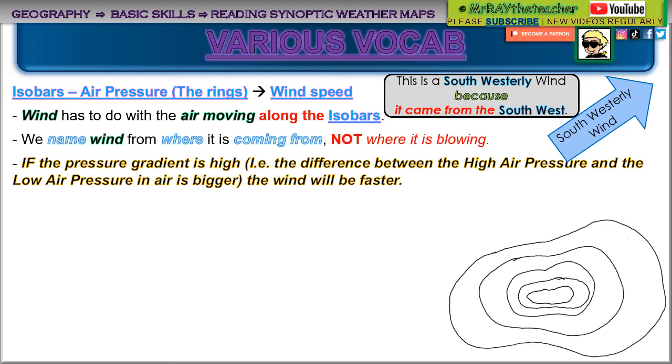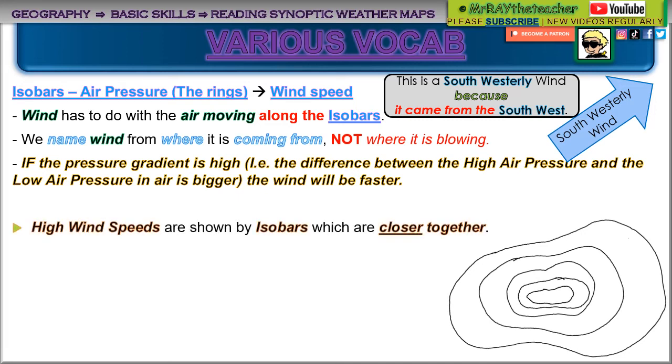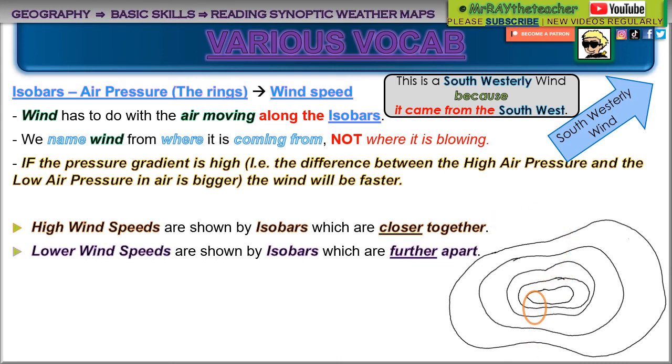If the pressure gradient is high, that is the difference between high air pressure and low air pressure is bigger, the wind will be faster. High wind speeds are shown by isobars which are closer together. So look at those isobars here. They're pretty cramped up, where I put the laser pointer. And lower speeds are shown by isobars which are further apart.